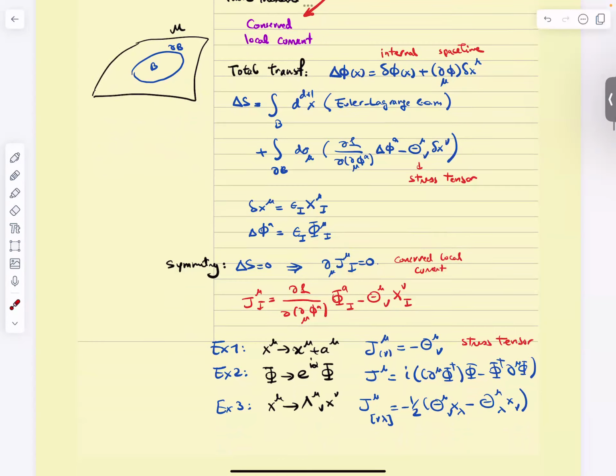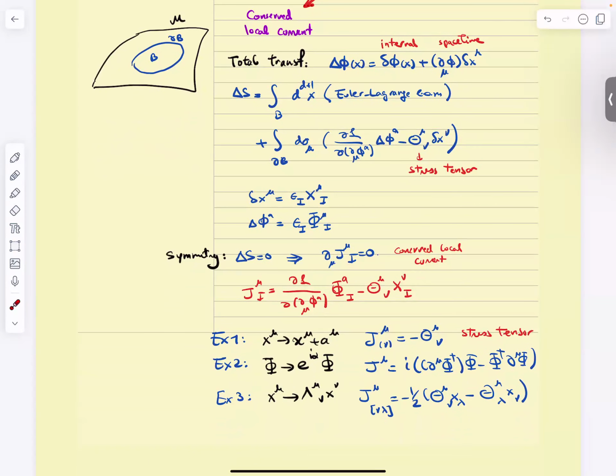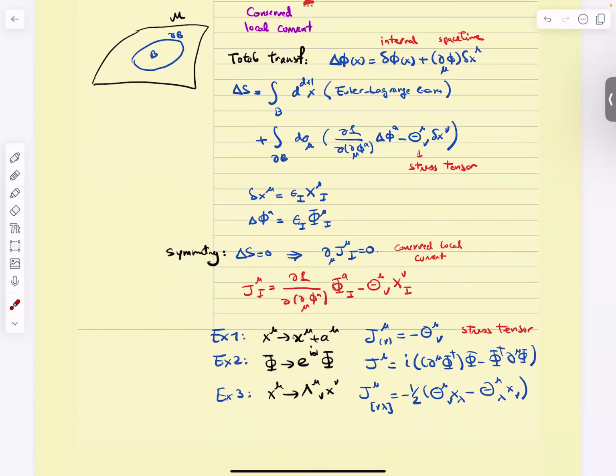Now, here are a couple of examples that unfortunately, example 2 I skipped, and that will come back and bite me. I don't have time to go over it today. I'll have to squeeze it in one of the lectures. But I encourage you guys, maybe I can do it as a homework.